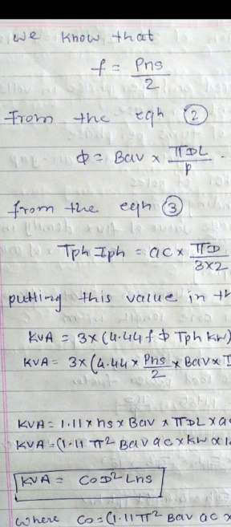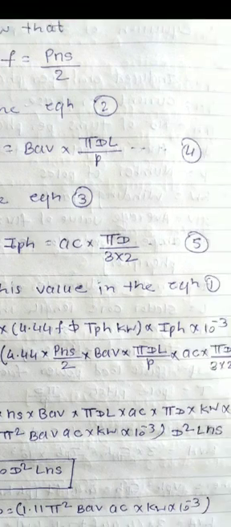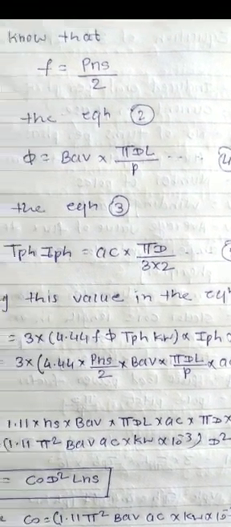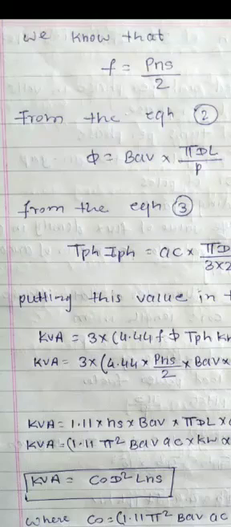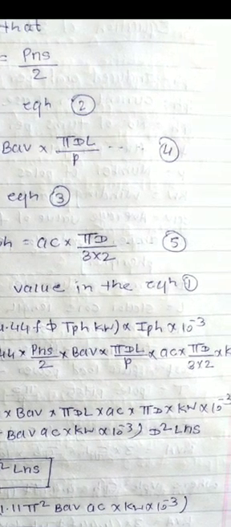TPH IPH is equal to AC into pi D divided by 3 into 2. I repeat, from the specific electric loading we have to take TPH IPH is equal to AC into pi D divided by 3 into 2. Call this equation number 5.